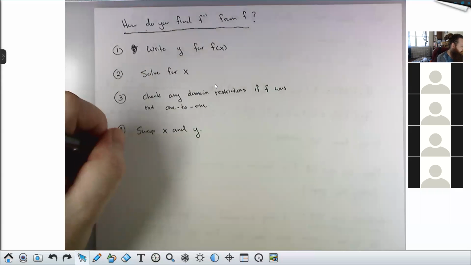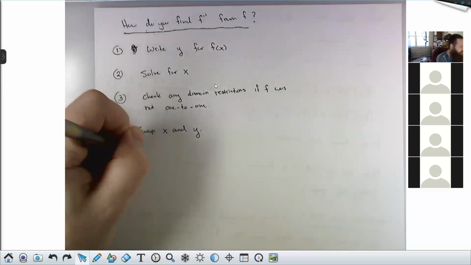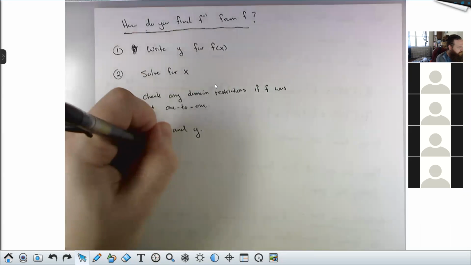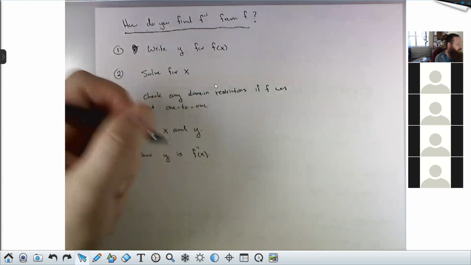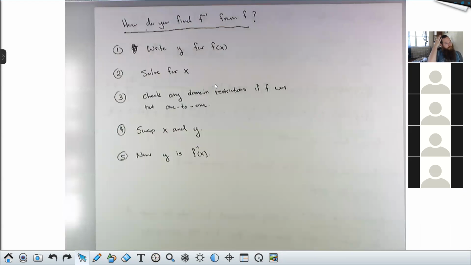And then finally, now y is f inverse of x. So you can rewrite y as f inverse. This is how you find an inverse function. I'm going to do it for you first for a function that is one-to-one, and then for a function that's not one-to-one. And you'll see why that step 3 is important.